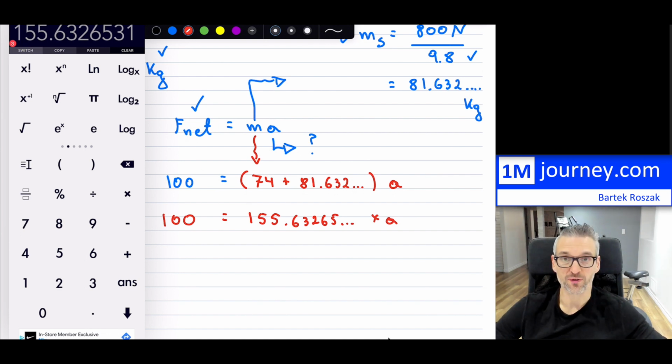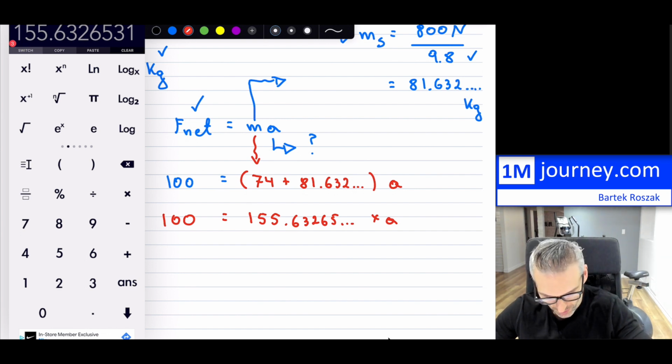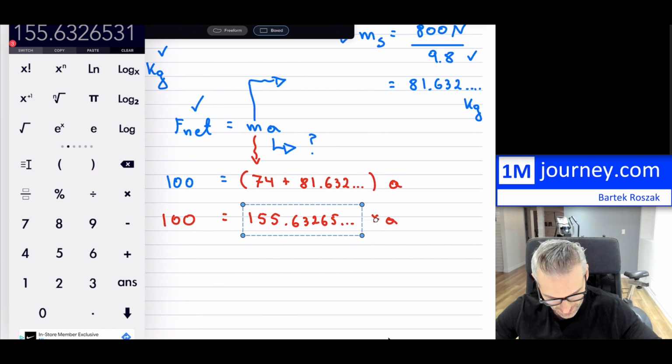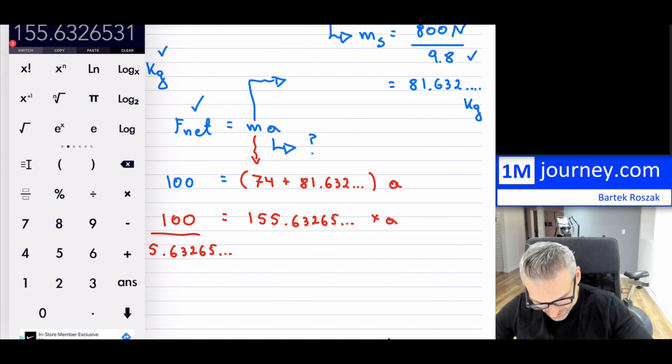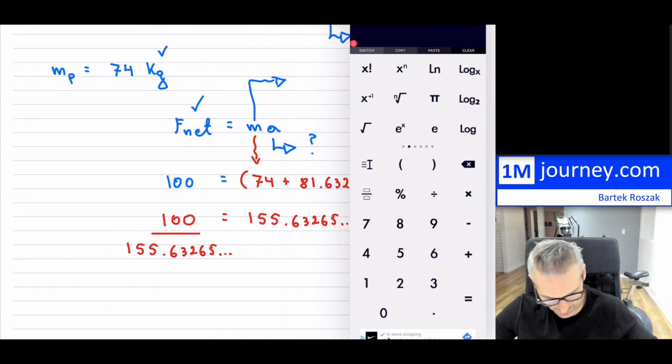If you want to solve for the acceleration, you're going to divide both sides by the mass on this side, and you're going to do it on this side as well. So this is going to get divided by that. All right, so let's do that and see what we get.